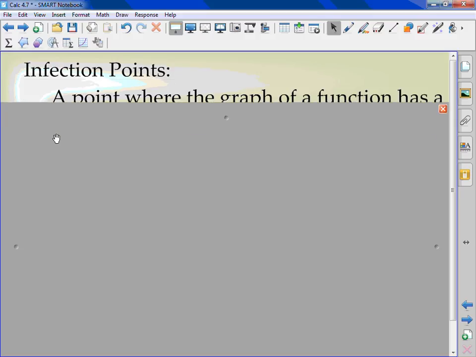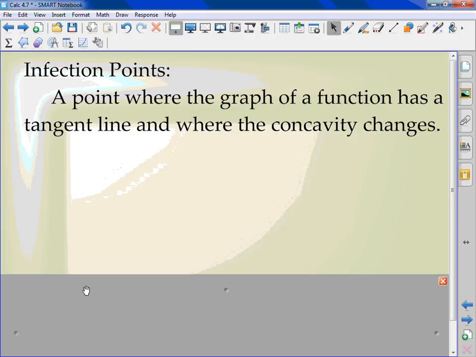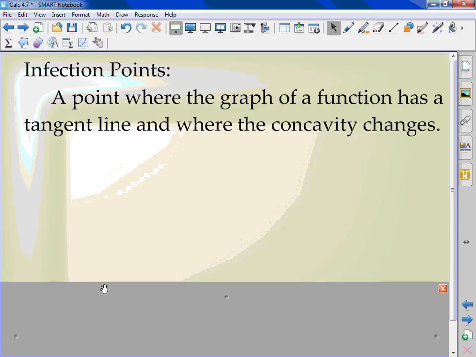What an inflection point is: if you remember from pre-calculus, an inflection point is a point where the graph of a function has a tangent line and where the concavity changes. If we're talking about a graph, just the basic ones like this, the inflection point's right there. It's where it stops being concave up and starts being concave down. It's where it changes.